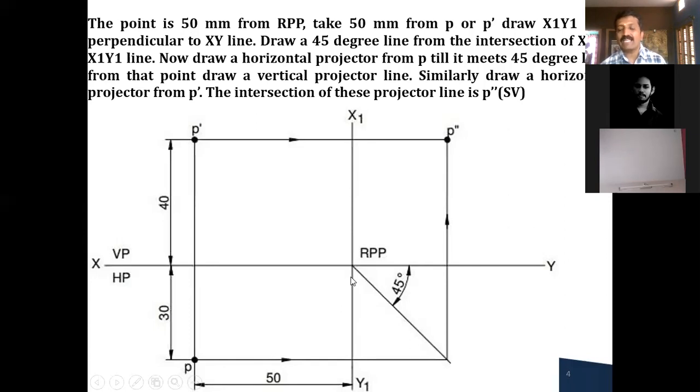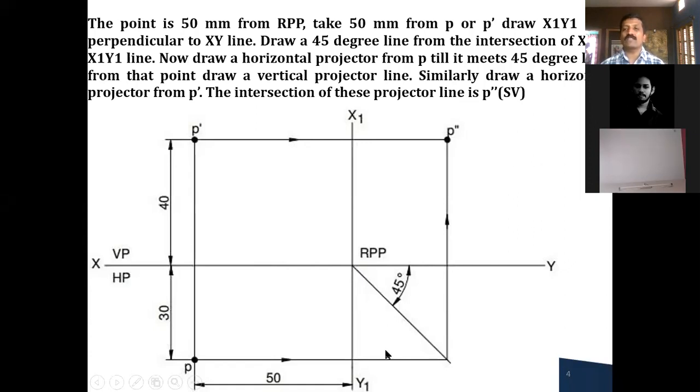45-degree means exactly the same distance. Whatever the distance you have with respect to the XY line for this point P, that is 30 millimeter, you are going to get the same distance from the X1 Y1 line also. For that 45-degree line you can draw, or else you can take your compass, this origin as the center and this particular point as the radius. You can draw an arc also.